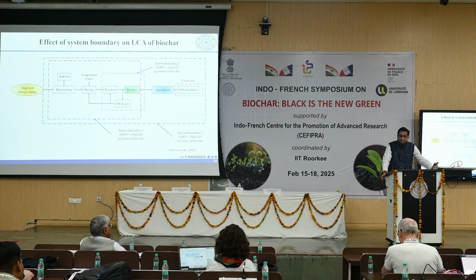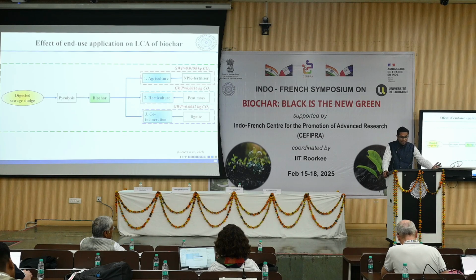If I extend the system boundary, again there is a reduction in CO2. Why? Because now the char has been used in the agricultural field and a bit of it has been sequestered as well, which was not counted in the earlier two system boundaries. So I'm just showing you the example of the effect of system boundary on the overall carbon footprint of biochar.